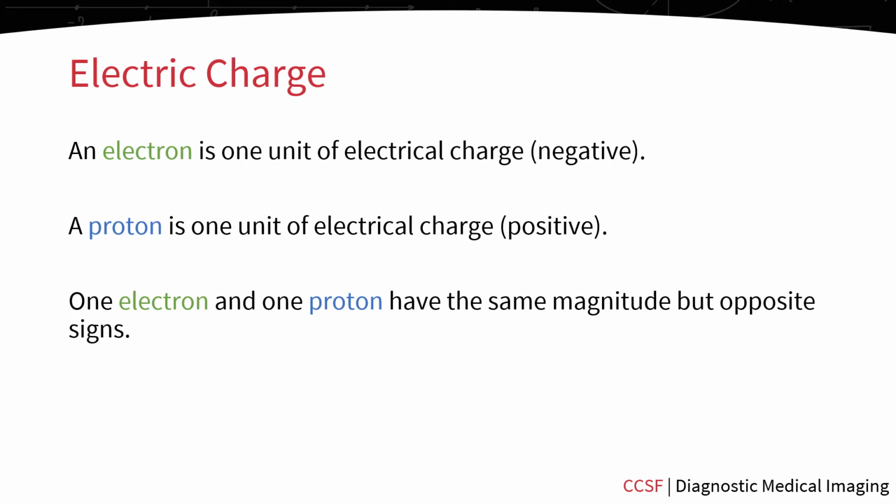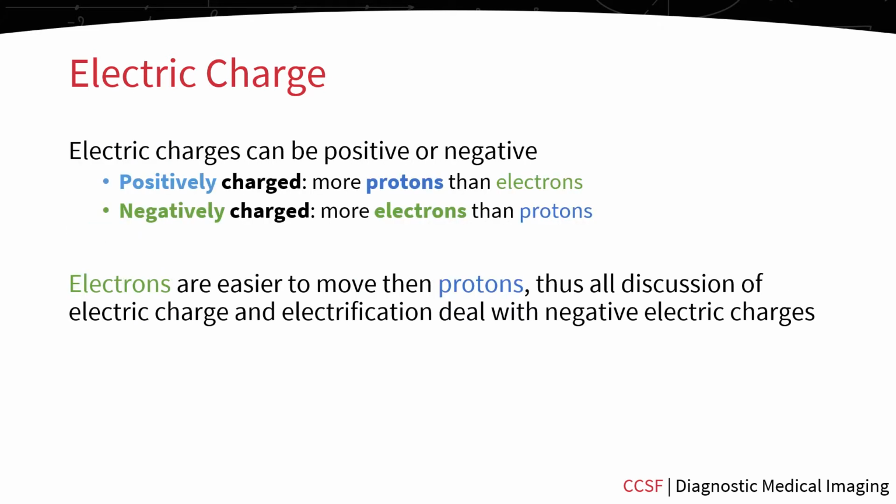While an electron is one unit of negative electrical charge, a proton is one unit of positive electrical charge. What I find to be really interesting is that one electron and one proton have the same magnitude, but they're in opposite signs. Atoms can have a net positive or net negative charge. For example, if an atom has more protons than electrons, then that atom will be overall positively charged. However, if the atom has more electrons than protons, it'll have an overall negative charge.